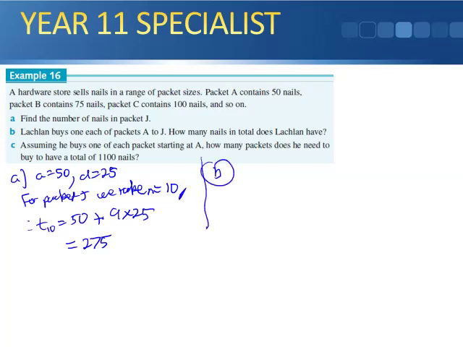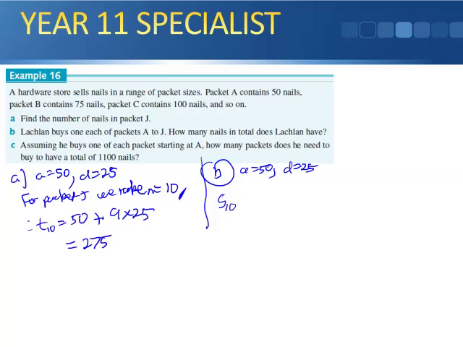B, Lachlan buys one each of packets A to J. How many nails in total does Lachlan have? So we want to add them all up. We've got A equals 50. We know D equals 25. We even know our last term, 275. We want to use that one.